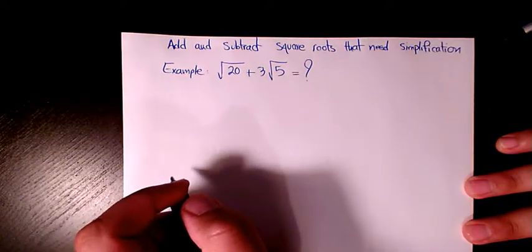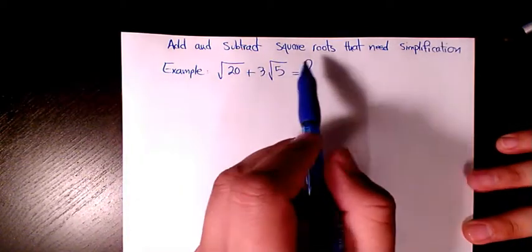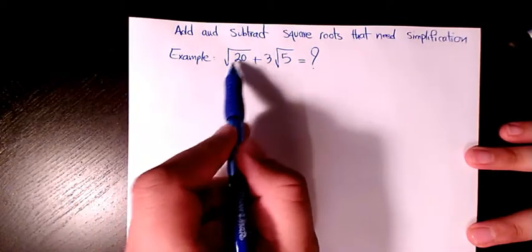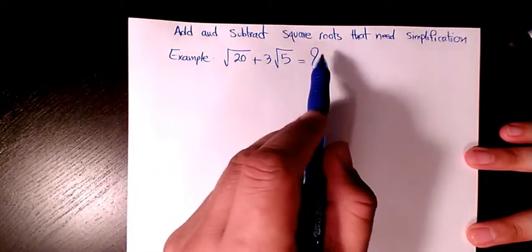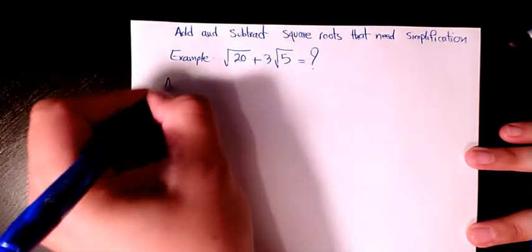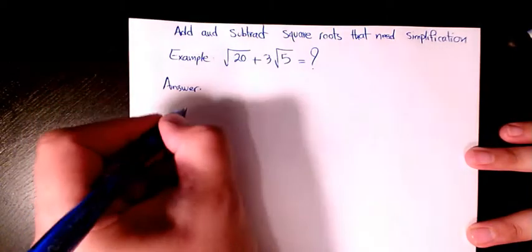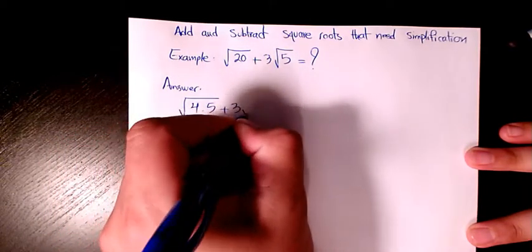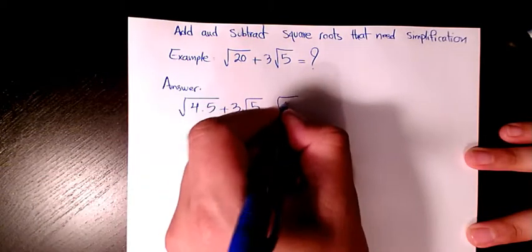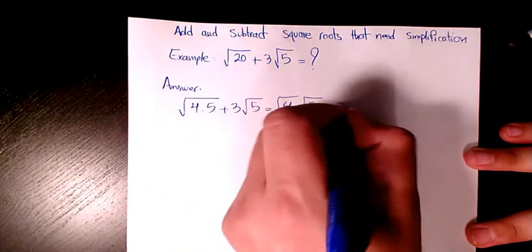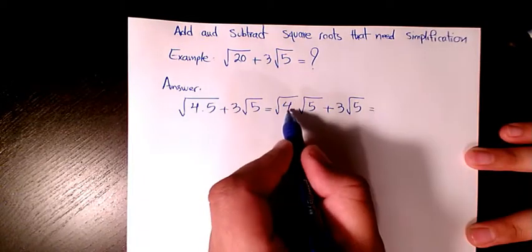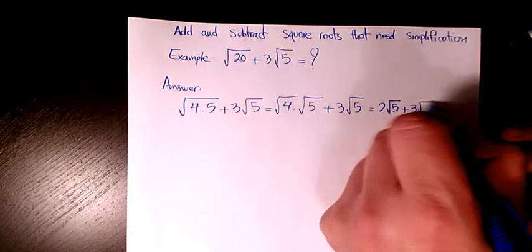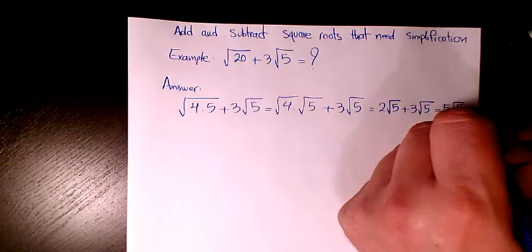Welcome to my channel. In this video I want to show you how to add and subtract square roots that need simplification. First one, this example is square root of 20 plus 3 root 5. So the answer is 20 is multiplication of 4 times 5. So it will be square root of 4 times square root of 5 plus 3 root 5. 4 is 2 squared, so square root of 2 squared is going to be just 2 root 5 plus 3 root 5 will be 5 root 5.